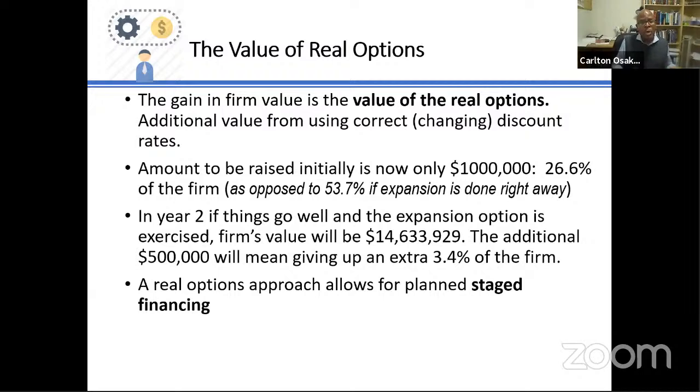and you actually end up with more value. So what the real options approach does is allow you to plan for what's called staged financing. And it allows you, not just you and the equity investor, to use the staged financing to extract more value from the firm, and by giving up less equity in the firm as well. Which is why I really encourage that if you can develop this real options approach to financing, it will provide you with more value, and you give up less equity in the firm.